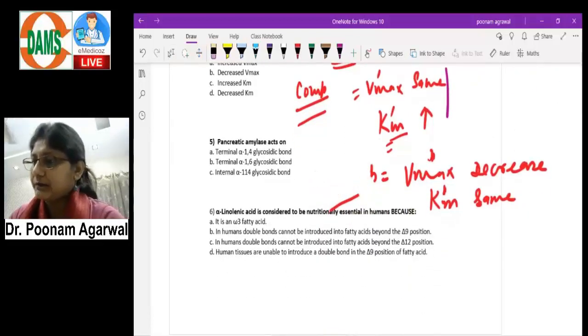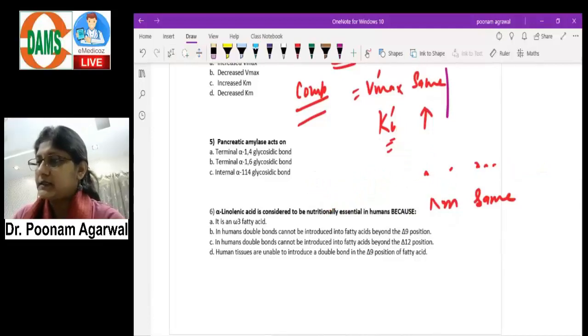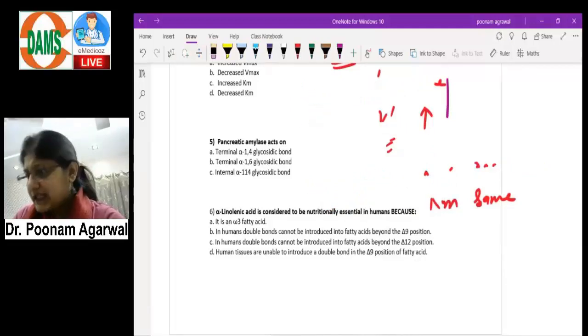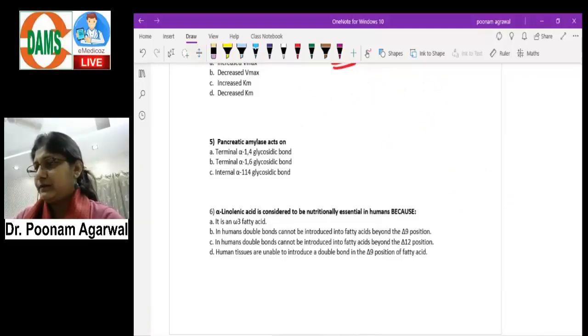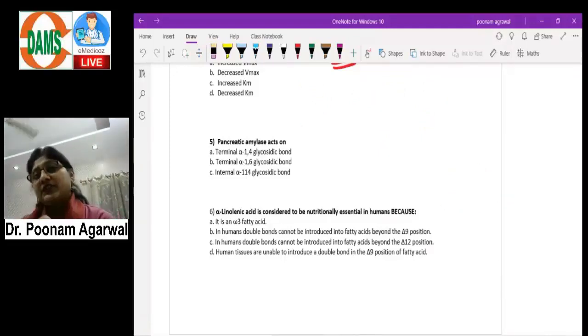Now coming to question number 5, pancreatic amylase. I've seen this question, a very easy question, but students make blunders in it. This question is talking about the digestive enzyme pancreatic amylase. Pancreatic amylase acts on starch and glycogen and breaks them into simpler forms, that is disaccharides, trisaccharides, and oligosaccharides.